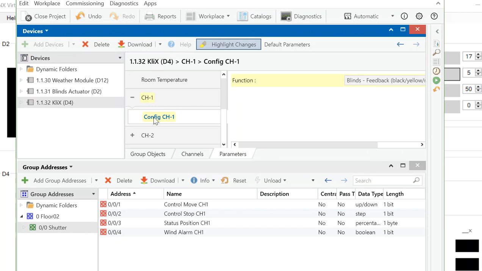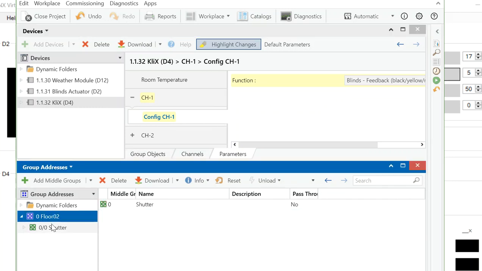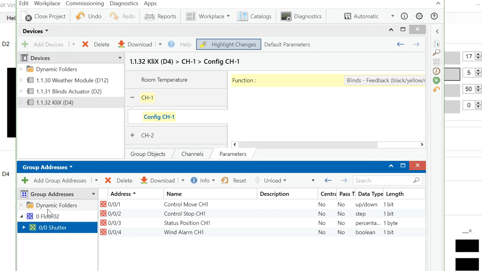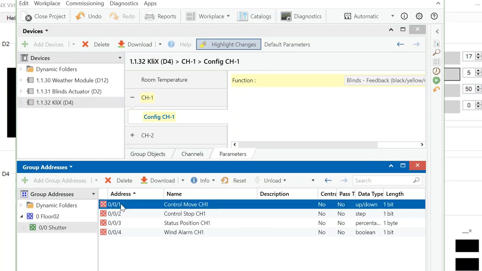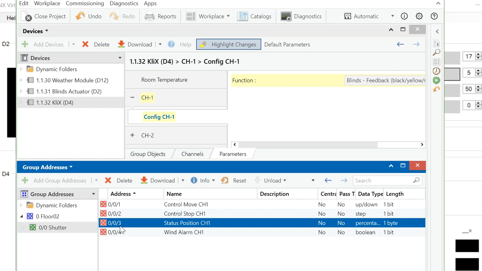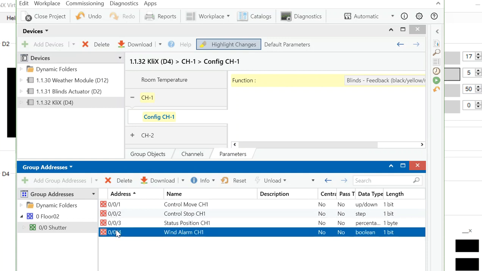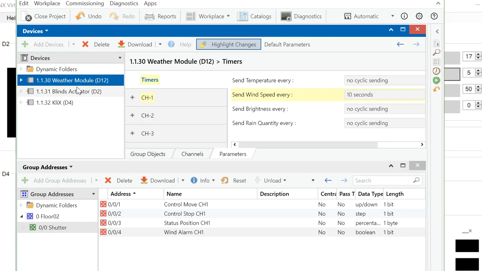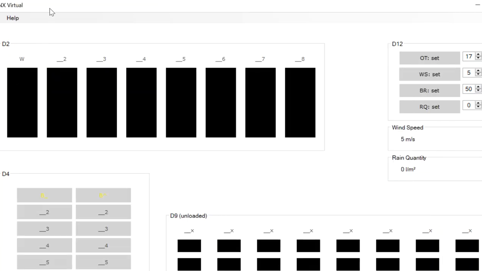Then let's go to group addresses. For the group addresses, we make the main group address floor number 2, the middle group address the function shutter, and then we make the control move, control stop, and status position of the shutter as regular, like what we have in the basic course. But we add one more group address, wind alarm. In wind alarm, we make the connection between the blind actuator and the weather module.